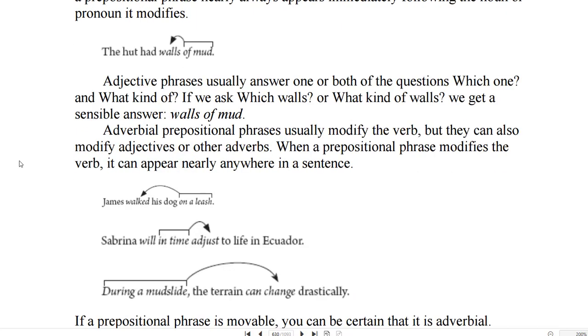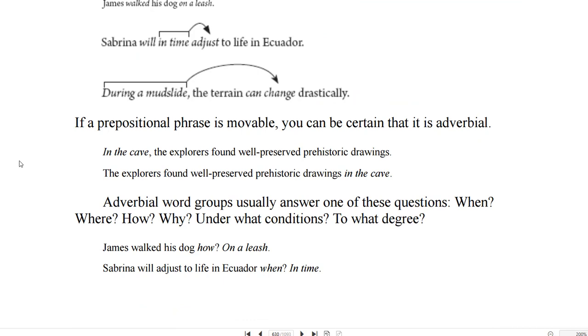Adverbial prepositional phrases usually modify the verb, but they can also modify adjectives or other adverbs. When a prepositional phrase modifies the verb, it can appear nearly anywhere in a sentence, just like an adverb. John walked his dog on a leash. Sabrina will in time adjust to life in Ecuador. During a mudslide, the terrain can change drastically. If a prepositional phrase is movable, you can be certain that it is adverbial.